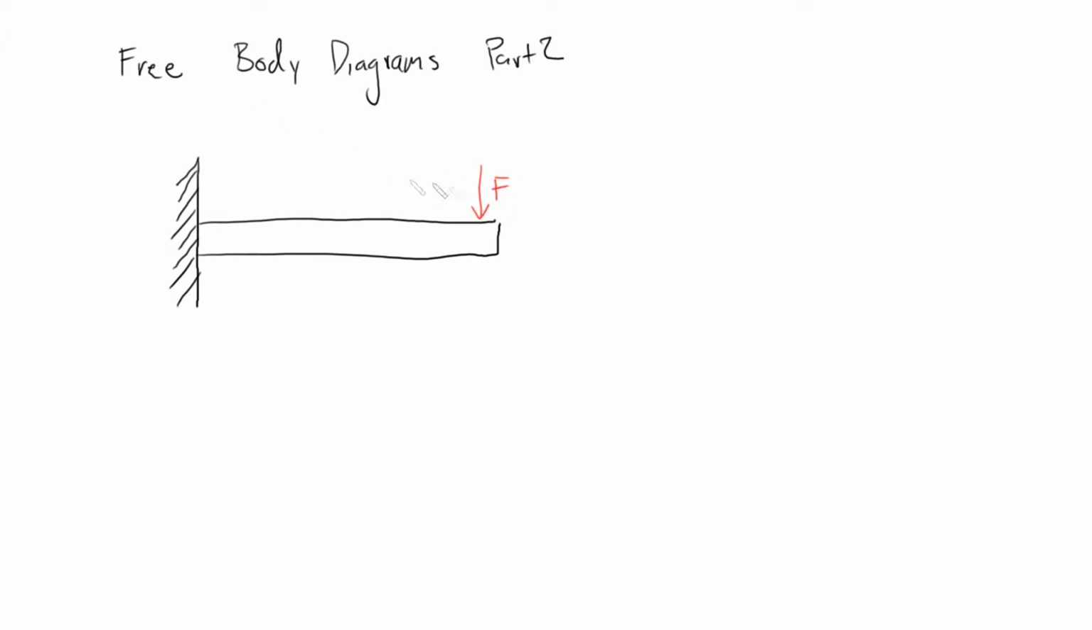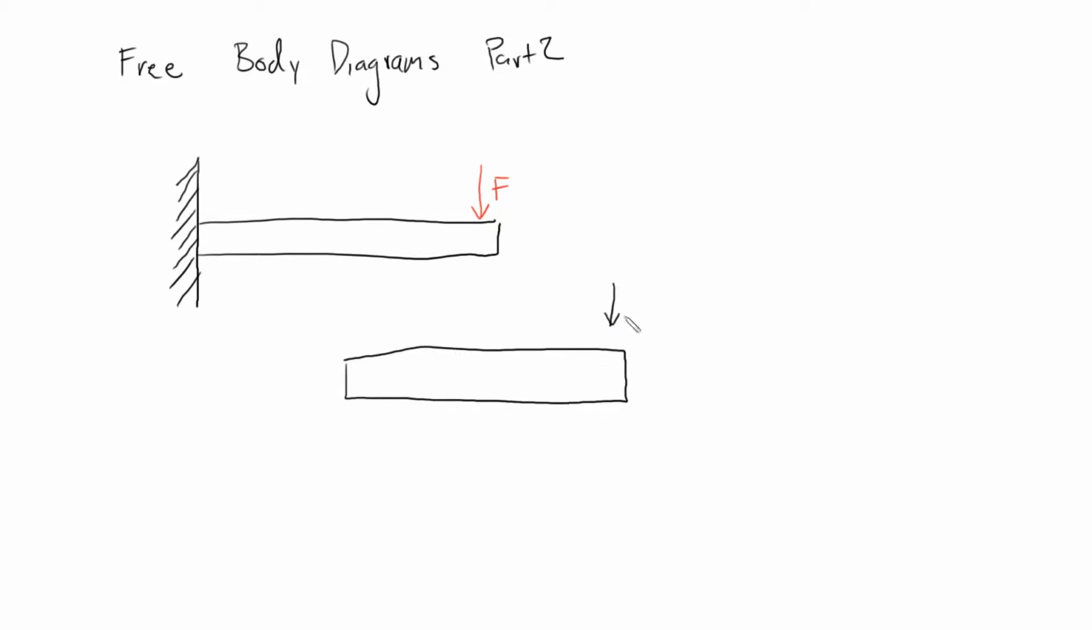To add on to our free body diagrams, we're going to include the concept of moments. So let's take an example that we've done before. We're going to take a fixed support. So here we go. This is going to be a fixed support, and we have a force being applied at the end of the beam, which is F, and we're going to isolate the beam by itself, or isolate it from its environment. So we're going to take the beam right here.